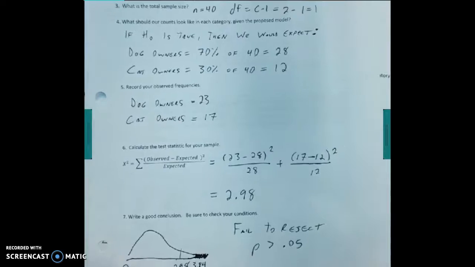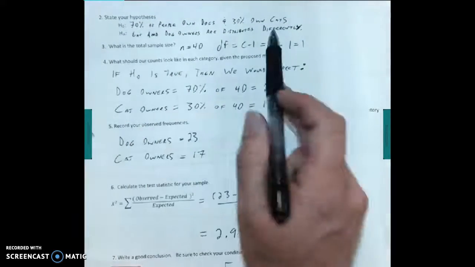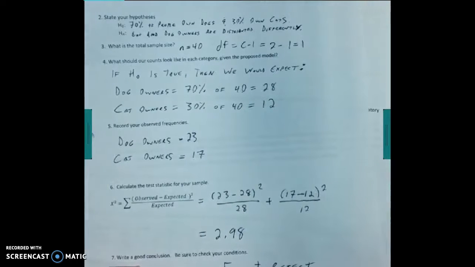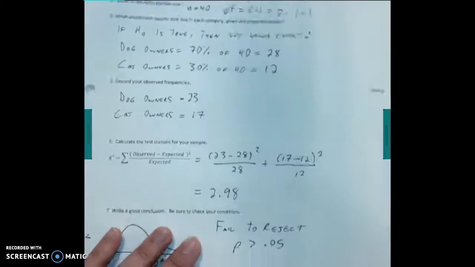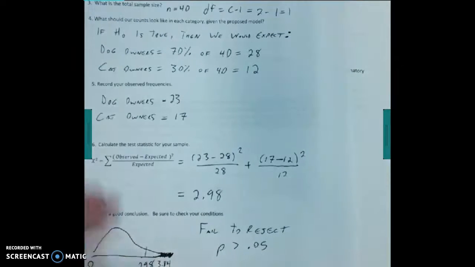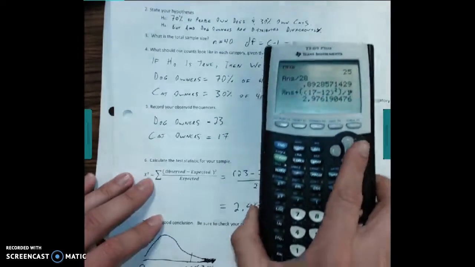So what does that mean in context? Well, this proposed model, we wouldn't necessarily say it was correct, we just don't have evidence to say it was wrong. So for now, we believe that the null hypothesis is the best answer we have, that 70% of people are dog owners, 30% are cat owners. But the reason you're probably watching this video is to learn how to do this on the calculator, so let me show you how to do that.